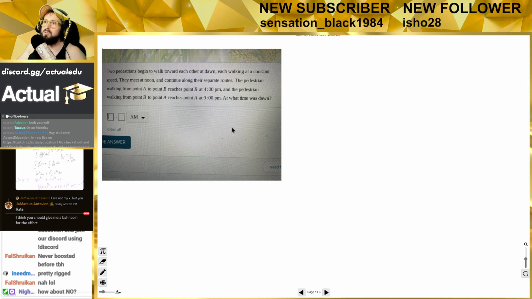Okay, here we go. Two pedestrians walk towards each other at dawn, each walking at a constant speed. They meet at noon, continue along their separate routes. The pedestrian walking from A to B reaches point B at 4 p.m., and the pedestrian walking from point B to A reaches A at 9 p.m. At what time was dawn?